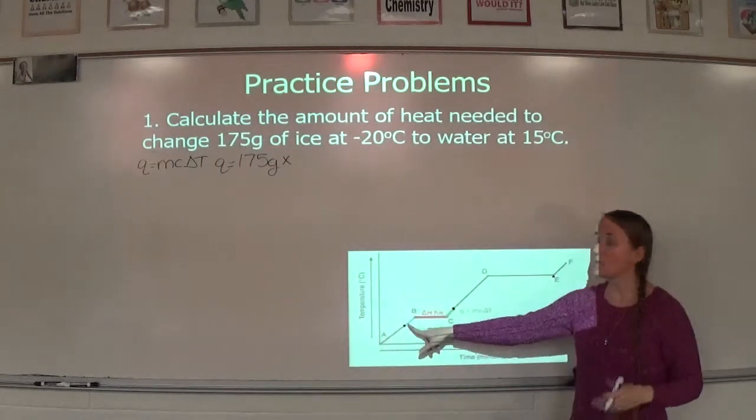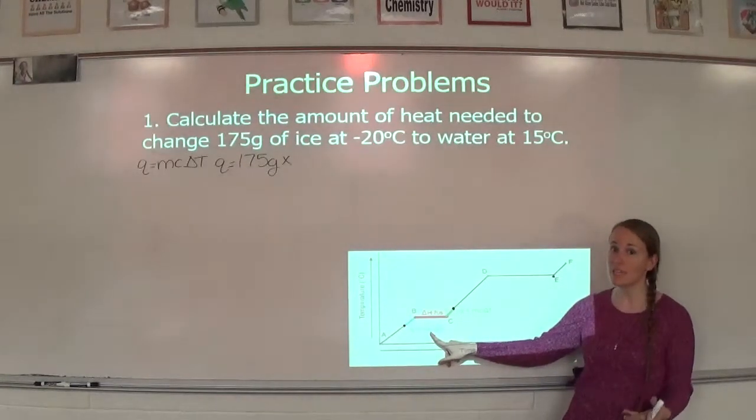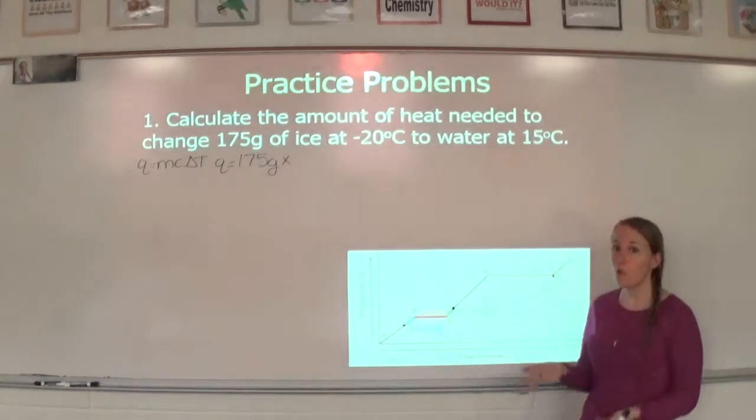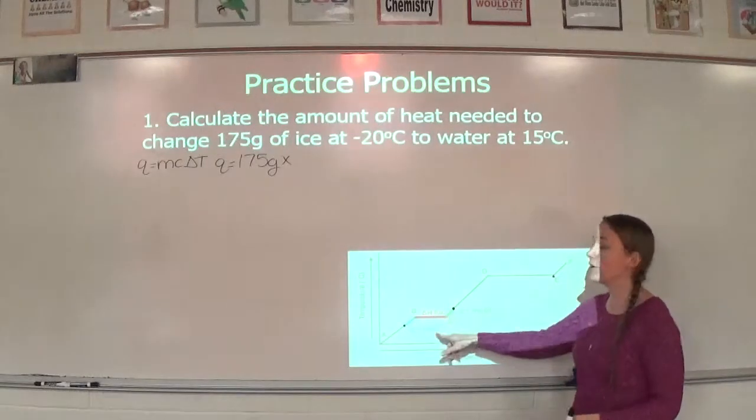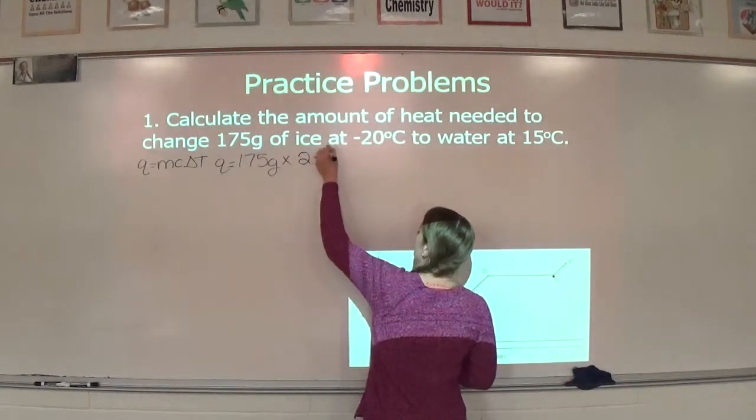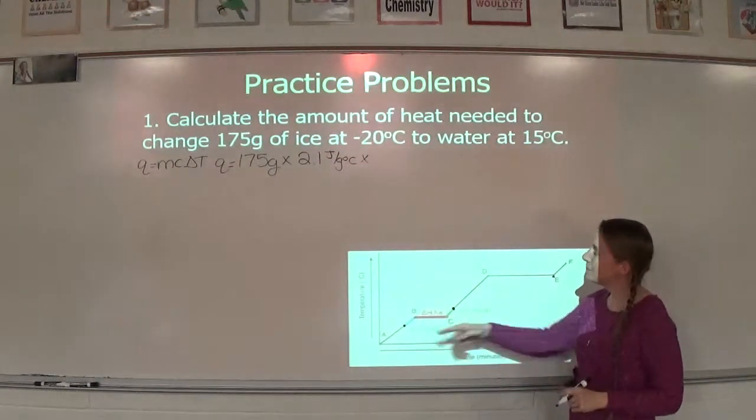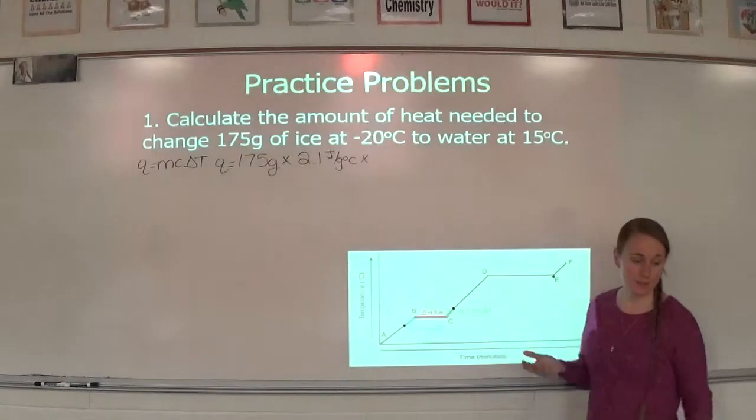And then now we're at ice down here, or solid water. So we have to use the specific heat for ice. Okay, for water, it's 4.184. But for ice, on your charts page, it's 2.1. So we use 2.1 joules per gram degree Celsius. And then my temperature change. So you have to be really careful here with that temperature change.